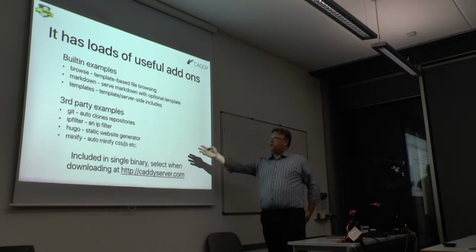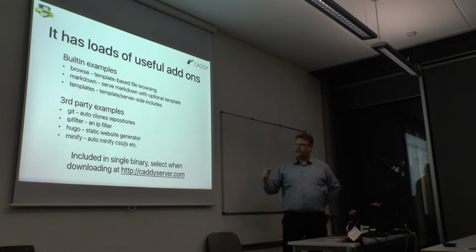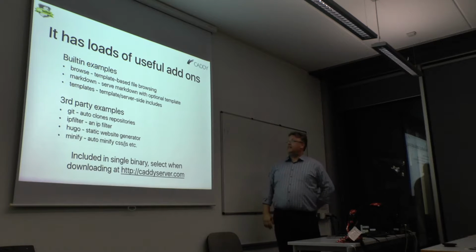And how you get the third-party plugins in is you go to caddyserver.com, and when you go down to download, you just tick the ones you want. And you hit download, and then your binary has them all in it. Dead easy.